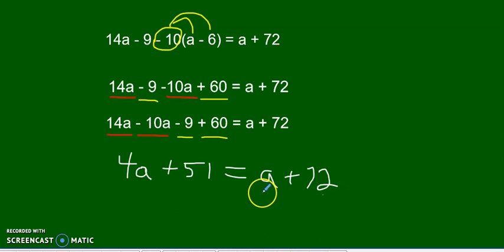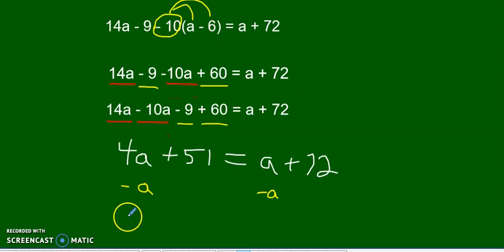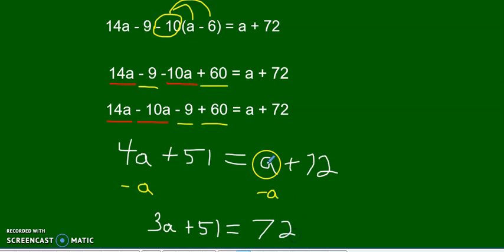So let's get rid of this positive a here by subtracting a on this side. And I have to subtract a on this side, but I'm going to subtract it from the a term, so minus a. And remember, if there's no number next to the variable, it means there's 1. So this is going to be 4a minus 1a. I'm going to rewrite that. So it's going to be 4a minus a is 3a. 3a plus 51, I didn't touch that yet, equals 72. So we got rid of this. A minus a is 0. That's gone, and this becomes 3a.